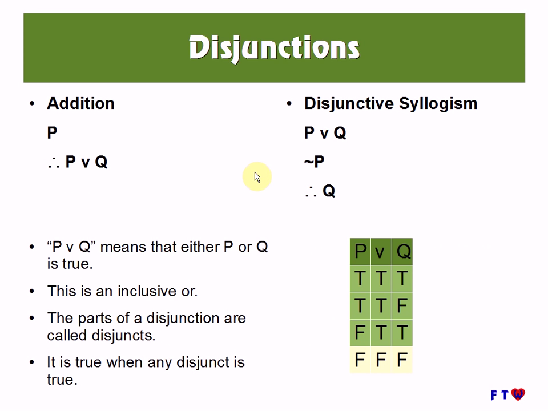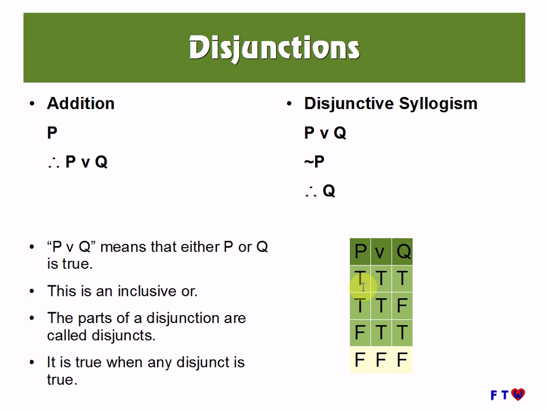We now move on to disjunctions. And a disjunction is an or statement. P V Q means that either P or Q is true. And note that this is an inclusive or, not the exclusive or, where one or the other is true and not both, but an inclusive or, where both can be true or just one can be true.